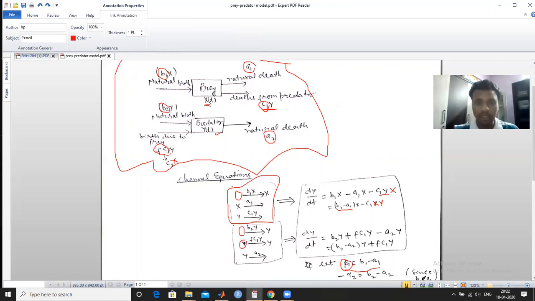And this is only for a single predator, and if there are Y predators, you have to multiply. This C2x is the birth rate per capita of the predator, but there are y of them, so you have to multiply by y. So the total rate constant for that will be C2xy. So I have made a mistake. FC1 y xy, you can write xy.